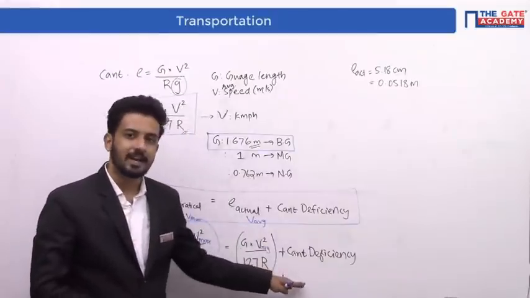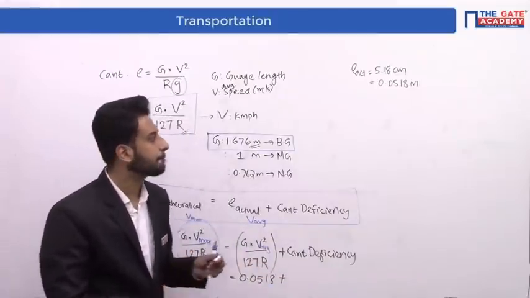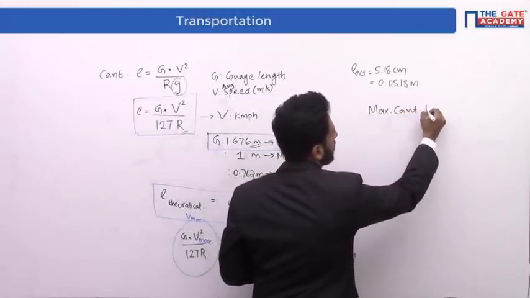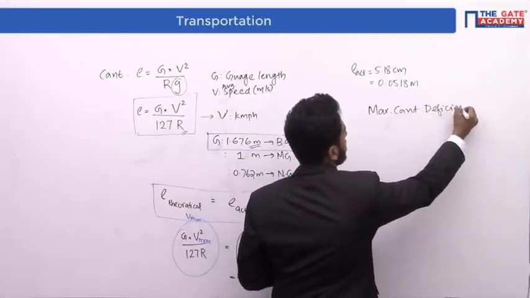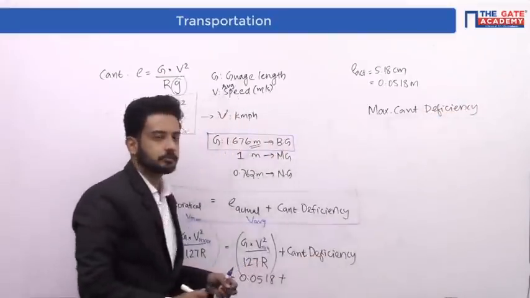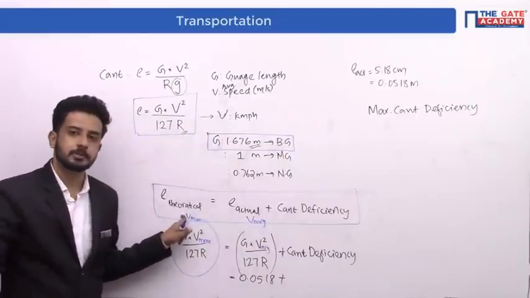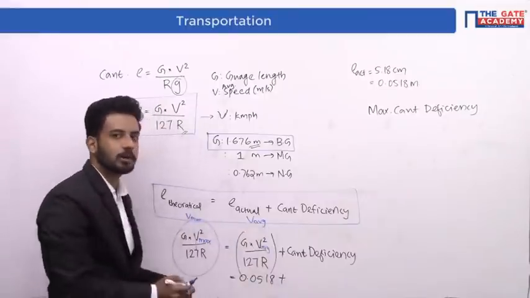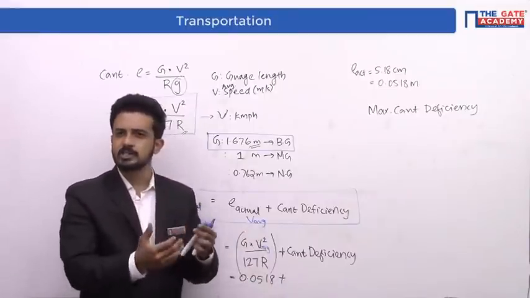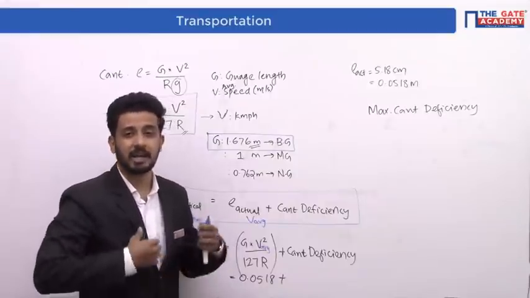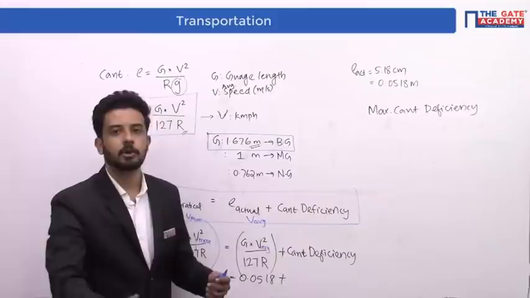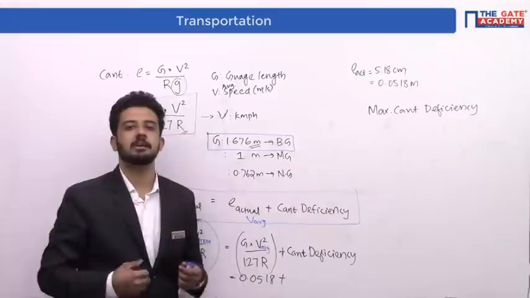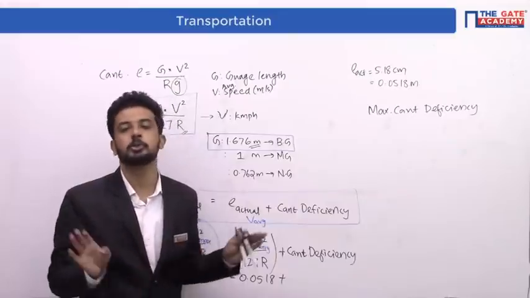Okay? So, for that, we should learn by heart a table for maximum cant deficiency. What does it mean? See, for maximum speed, this value is higher, but actually we are providing some lower value. So we are providing some deficiency, no? So what is the maximum deficiency we can provide? More than that, you shouldn't provide.